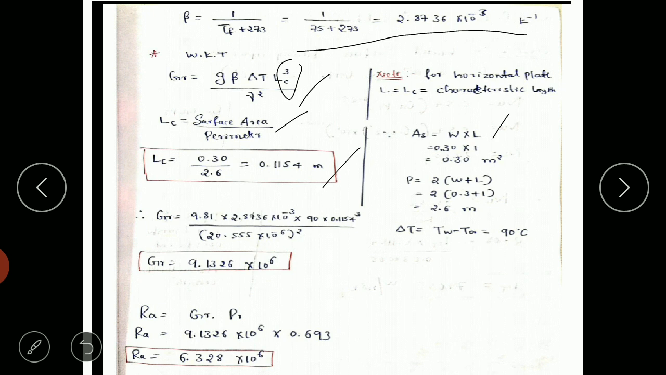So see here, AS is calculated in this way, W into L. Perimeter is calculated in this way, which is 2.6. When substituting, we will get the value of LC, which is 0.1154 meter. Further, the Grashof number is calculated. To the Grashof number, the Pr value is multiplied. We get the product GrPr, which is the Rayleigh number. You can see the values. The value is 6.328 into 10 power 6.